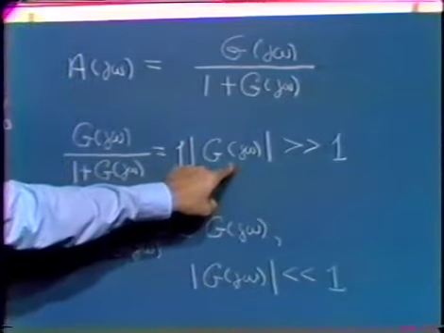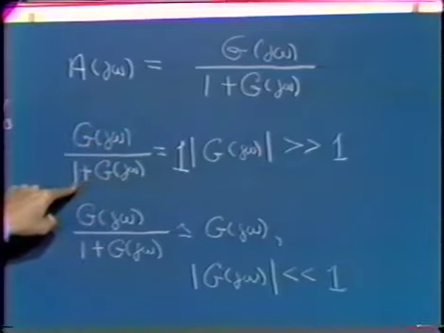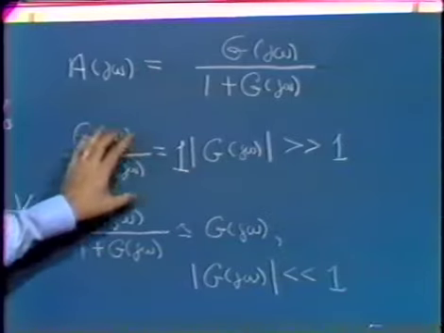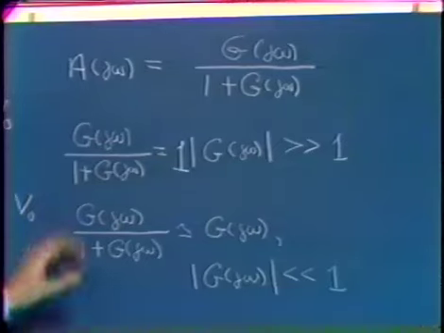When the G of j omega product is very large. Under those conditions, when G of j omega is large compared to 1, the numerator and denominator are just about equal, and so the magnitude of this term is just about 1. So we have one limit.